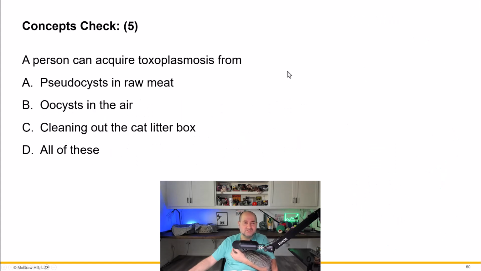Next, concept check number 5. A person can acquire toxoplasmosis from what? Pseudocysts in raw meat, yes. Oocysts in the air. Well, I guess if you're cleaning the cat box and it kicks up the oocysts, yes. Cleaning out the cat litter box. So I would say all of these. And that's why it's so important not to eat raw meat or clean the kitty litter box if you are an expectant mother.